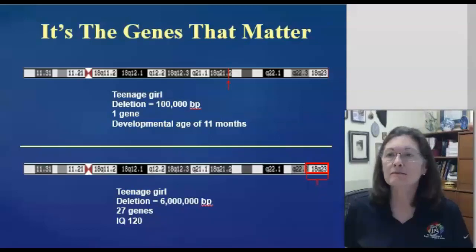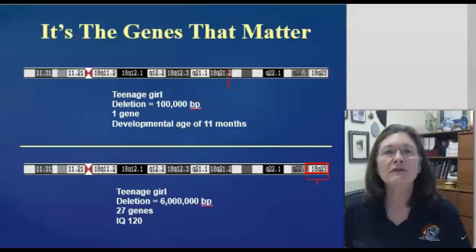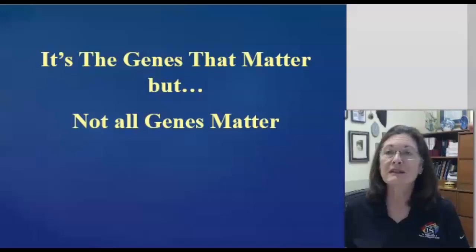Here's another teenage girl, about the same age. Look at the size of her deletion indicated by the red box. The deletion in this case is 60 times bigger. It includes 27 genes. This teenager has an IQ of 120. It doesn't mean she doesn't have some other issues with some hearing impairment or foot abnormalities, but intellectually she's doing quite well. And so from this we learn, of course, that it's the genes that matter that are included, and not just the size. It's the content that matters.